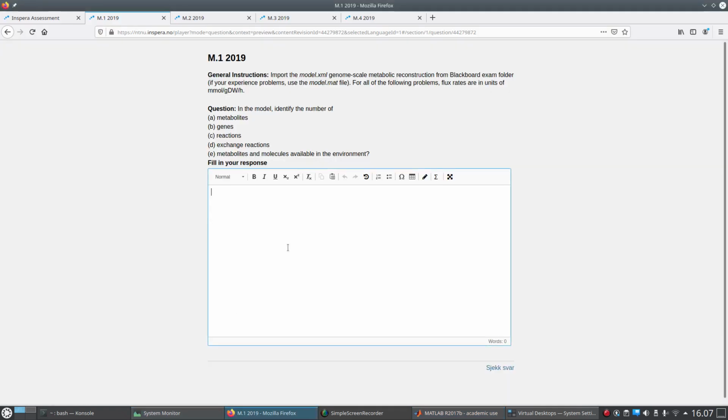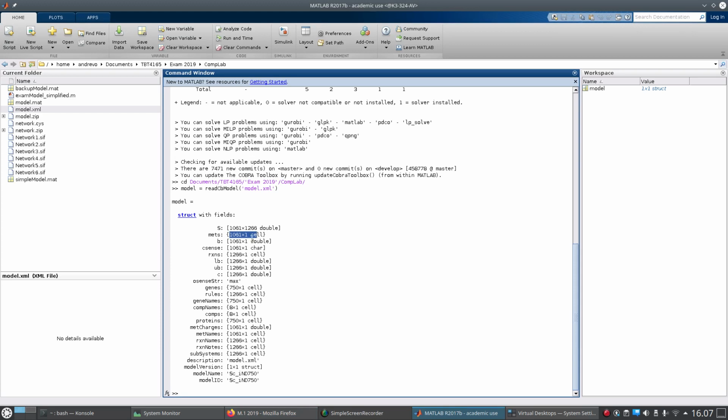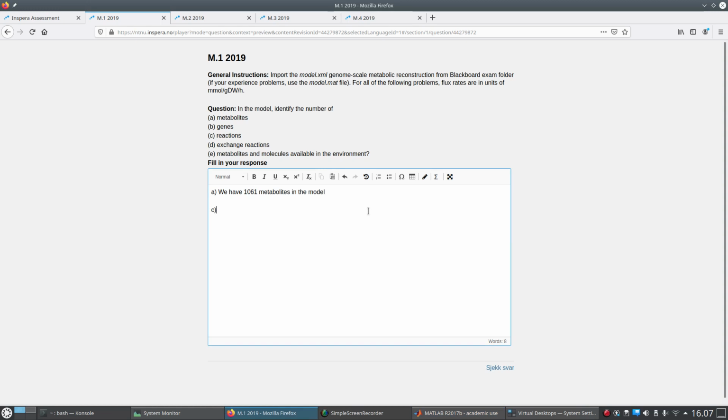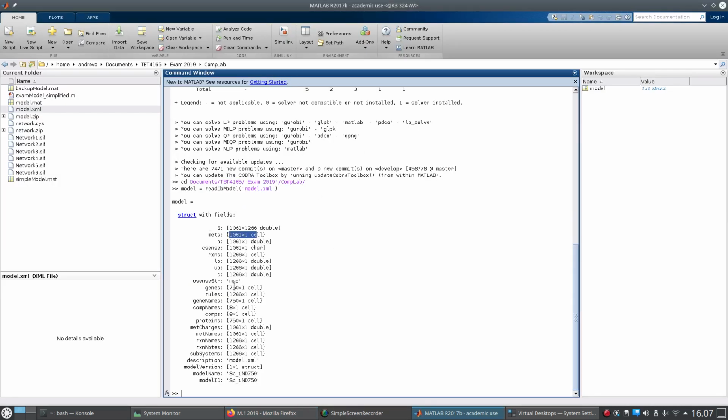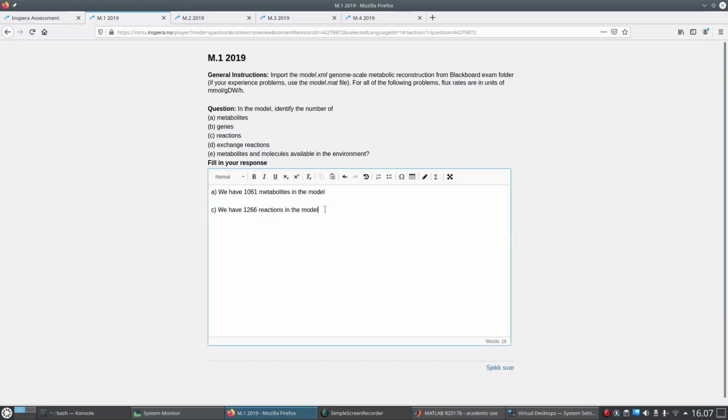So we have 1061 metabolites. Actually, let's just label them. We have 1061 metabolites in the model. We have reactions, 1266. I think that was the next thing. No, that's B. Okay, so we have 1266 reactions in the model. In terms of number of genes, 750. That's this field here. The model has 750 genes.